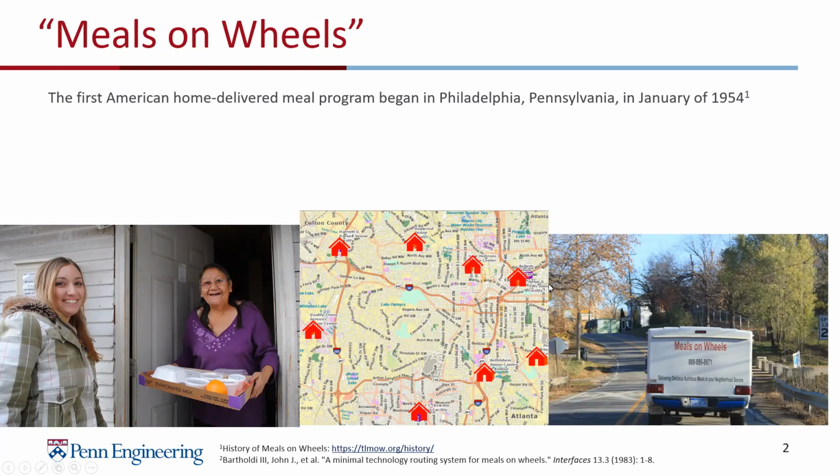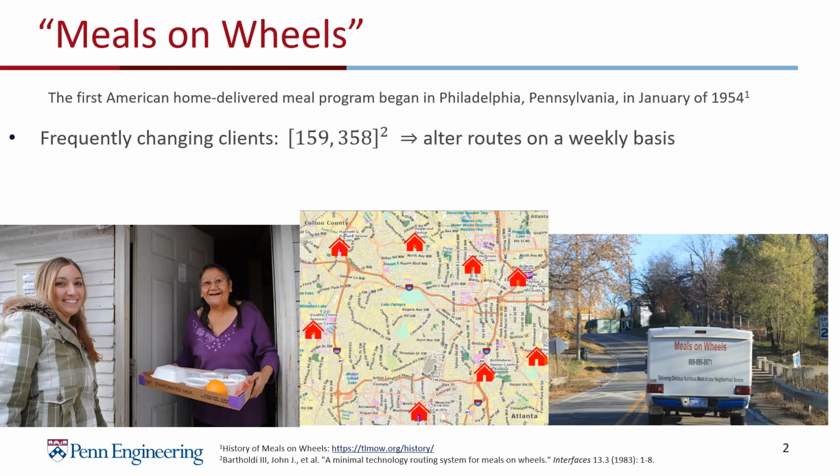But there are more things to this in the sense that the first problem is the number of clients keeps changing frequently. So some people subscribe to this program, some opt out of this program. So from the data in 1982, the number of clients varied from 159 to 358. So you have to alter these routes on a weekly basis. So you can't really spend a lot of time solving this optimization problem.